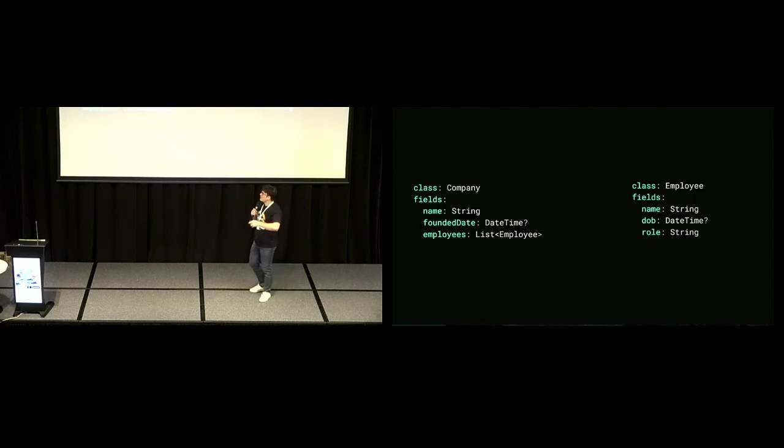Obviously, this will be two separate files, but we have a very simple class employee. It has 3 fields: name, date of birth, role. You can have nullable fields in there if you want. You can have strings, integers, booleans, whatever you want. And then we also have company, which also has fields, name, founded date, and it also has a list of employees. So you can even reference other classes that you've created as lists as well, which is pretty cool.